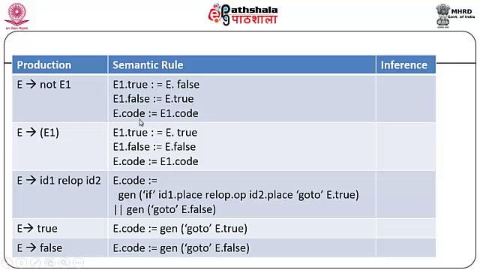E1.true is E.false, E1.false is E.true, and E.code will be the same as E1.code. That is what we are assigning here, but we have just changed the true and false information as given here.